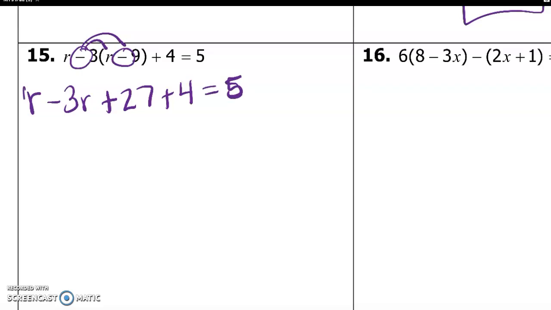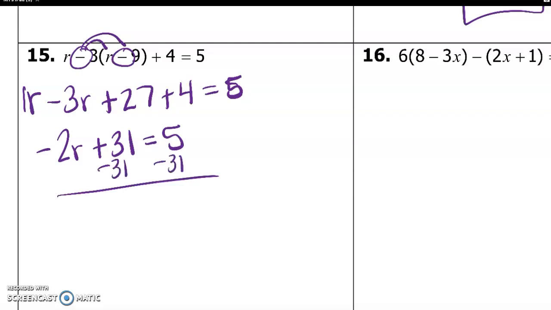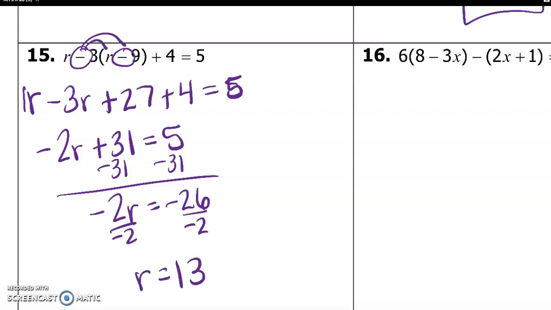So this is 1r minus 3r gives us negative 2r. 27 plus 4 gives me 31. So negative 2r plus 31 equals 5. Minus 31. Negative 2r equals negative 26. Divide by negative 2. R equals 13.